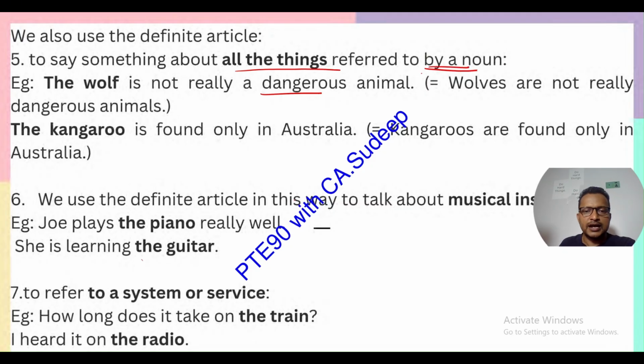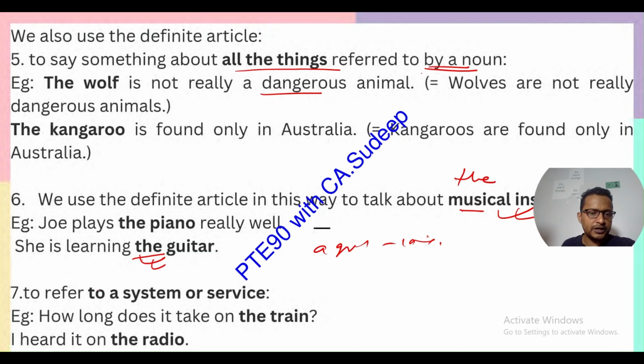We also use the definite article to talk about musical instruments. So I'll say, she is learning the guitar. I am not saying a guitar. If I say she is learning a guitar, then that is 100% wrong. If you are talking about a musical instrument, in front of the musical instrument, you should use the.